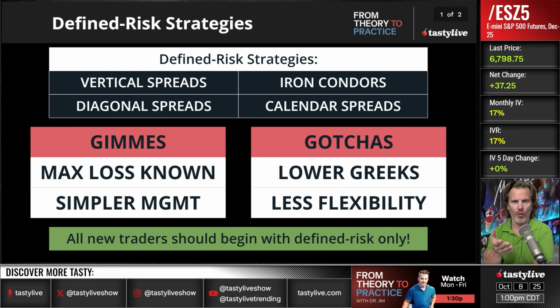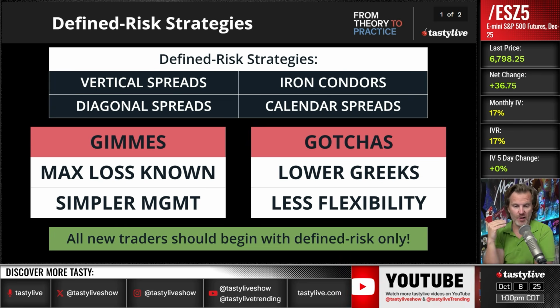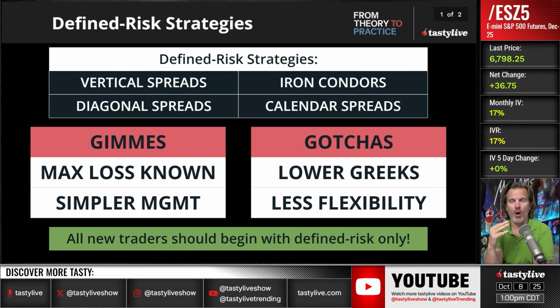An iron condor, really at the core, is nothing more than two vertical spreads together. It's a vertical spread above the market and a vertical spread below the market. More specifically, it's a short vertical spread above the market and a short vertical spread below the market. So when you start thinking about vertical spreads relative to iron condors, these are two strategies that a lot of traders like to utilize to start off with when it comes to the defined risk category.